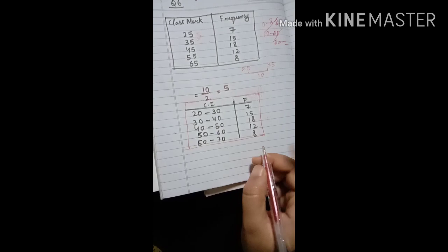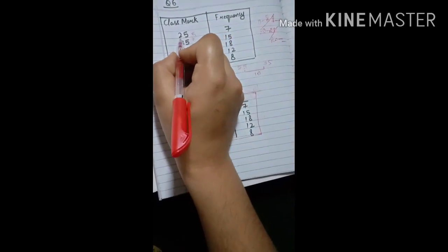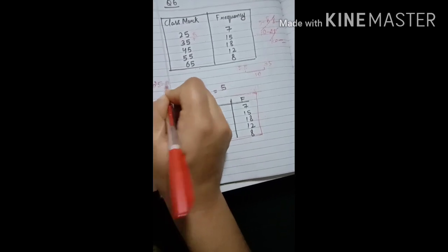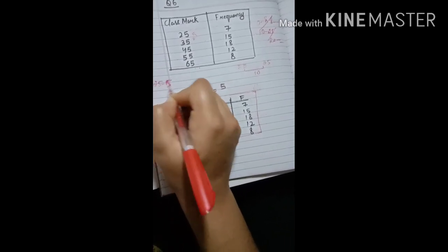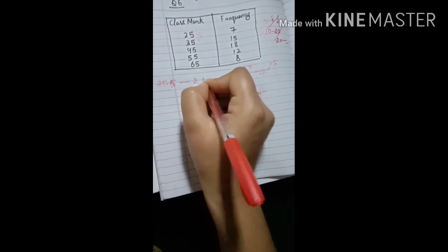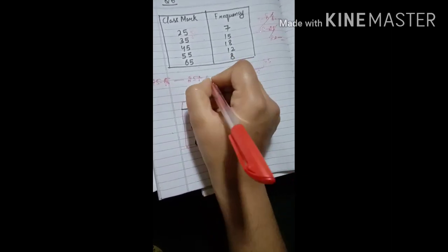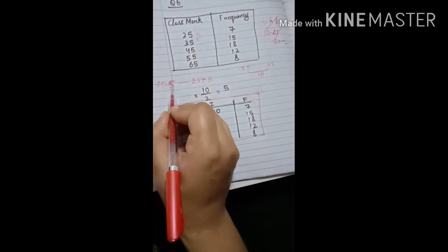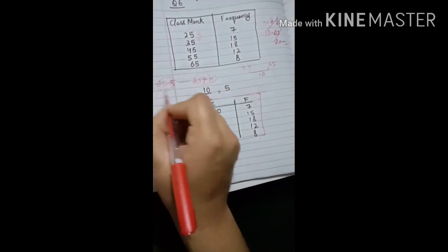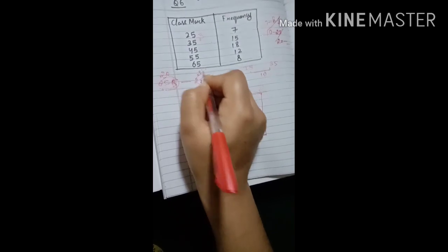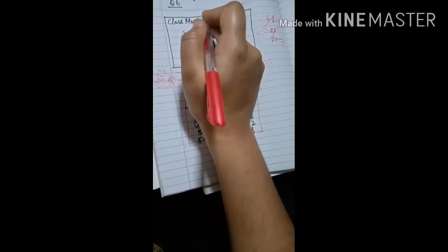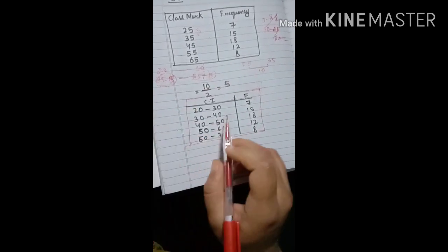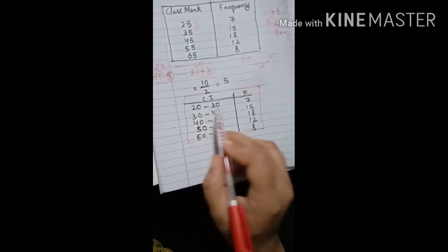Now 5 is subtracted from 25 and 5 is added in 25. Then we get 20 and 30. Here we get 20 and 30. From class mark we can make class interval. Here we get the class interval 20 to 30.